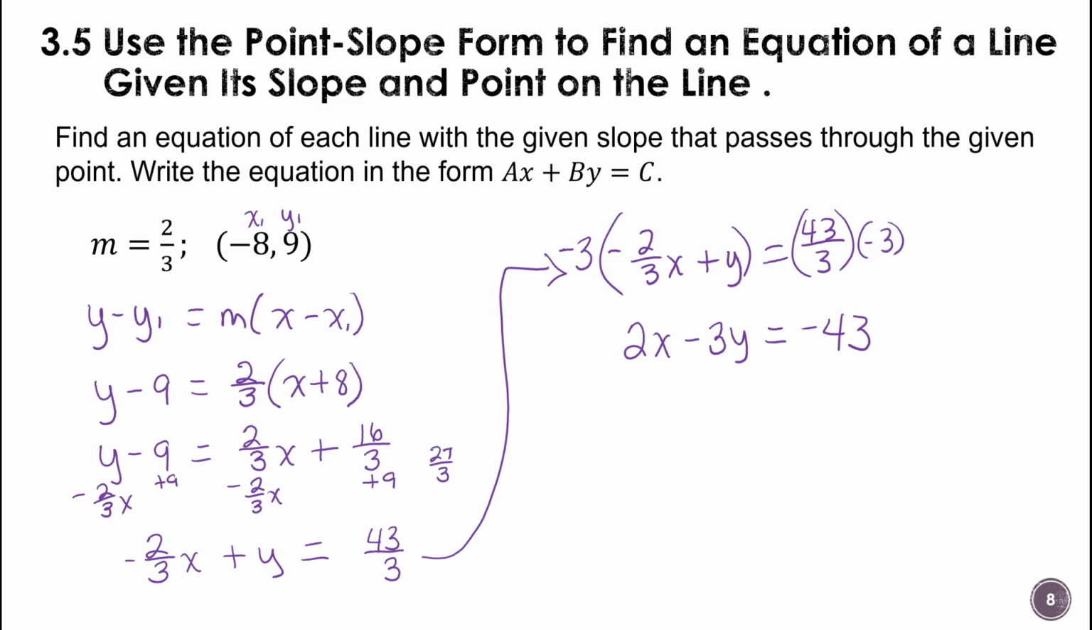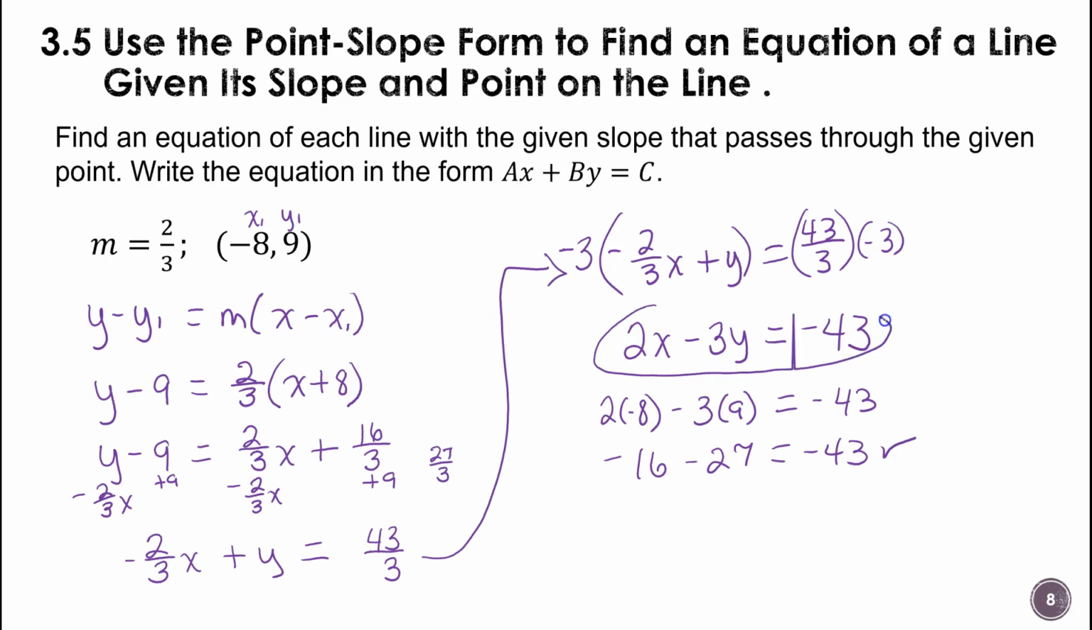You can double check this by substituting in the x and the y from your ordered pair. If I said 2 times negative 8 minus 3 times 9, is that equal to negative 43? Well, this is negative 16 minus 27. So you can see that it checks. This equation has this ordered pair of negative 8, 9 as one of its solutions. And remember, that's supposed to be how this works.